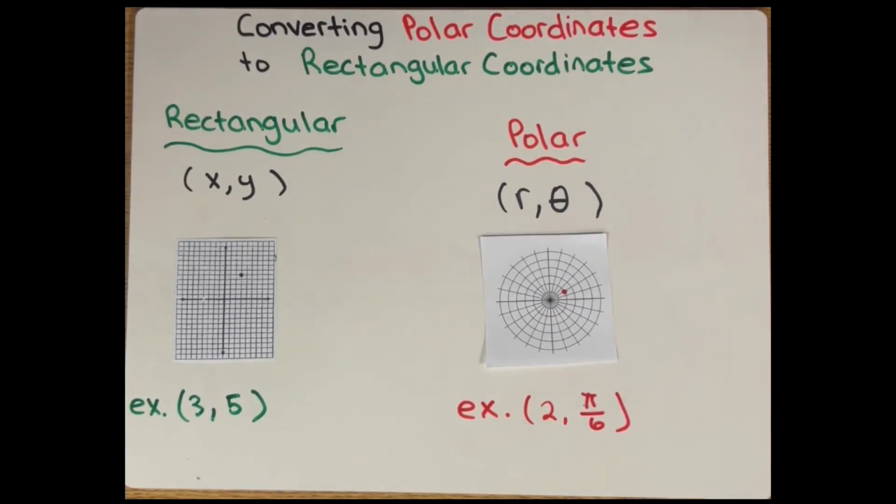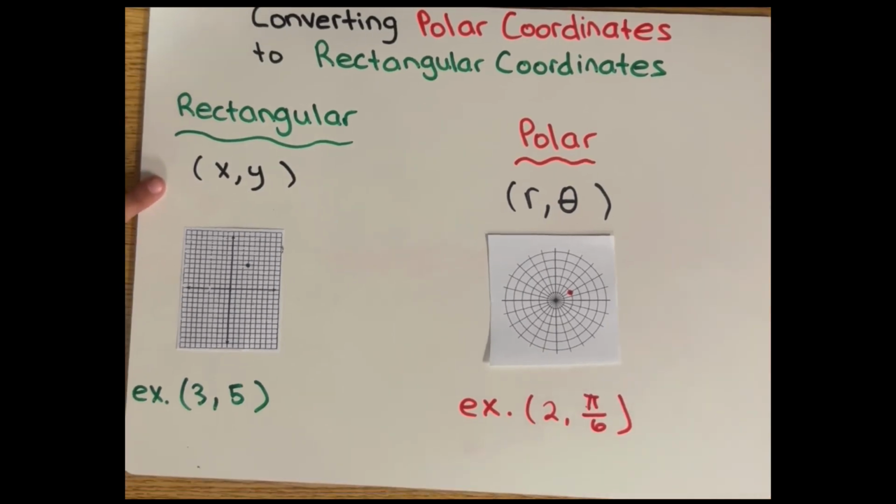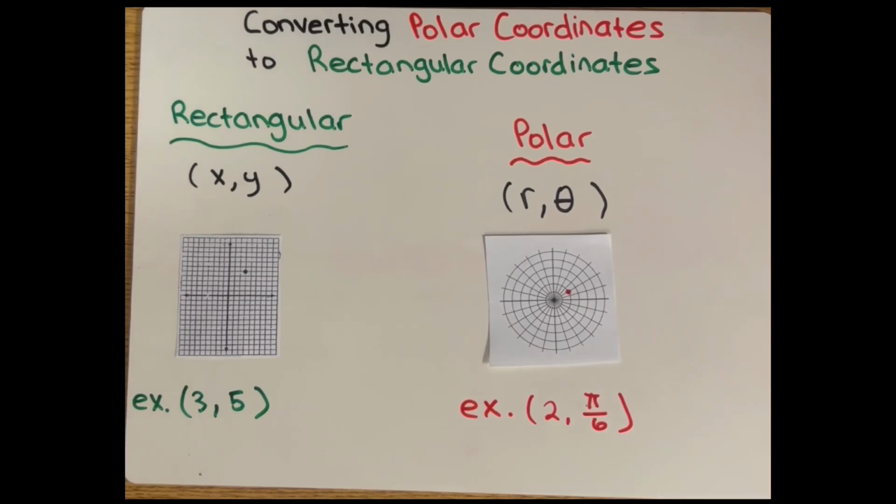Today we're going to be teaching how to convert polar coordinates into rectangular coordinates. So to begin, we're going to show the difference between rectangular coordinates and polar coordinates. As you can see, the rectangular coordinate has the points x, y. So if you were doing that on the graph, for example, if we had the point 3, 5, on the graph, what you would do is go over 3 spaces and up 5 spaces.